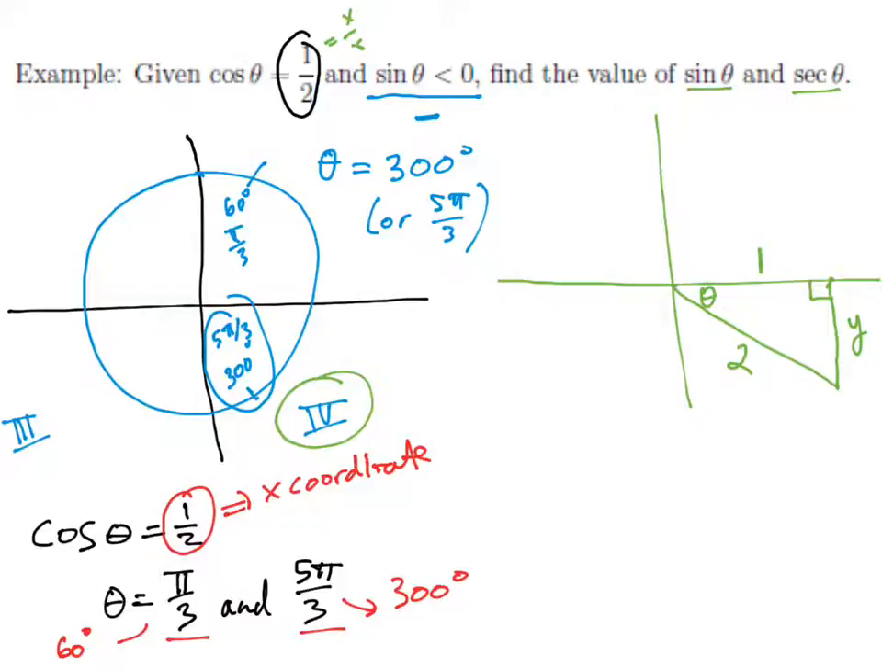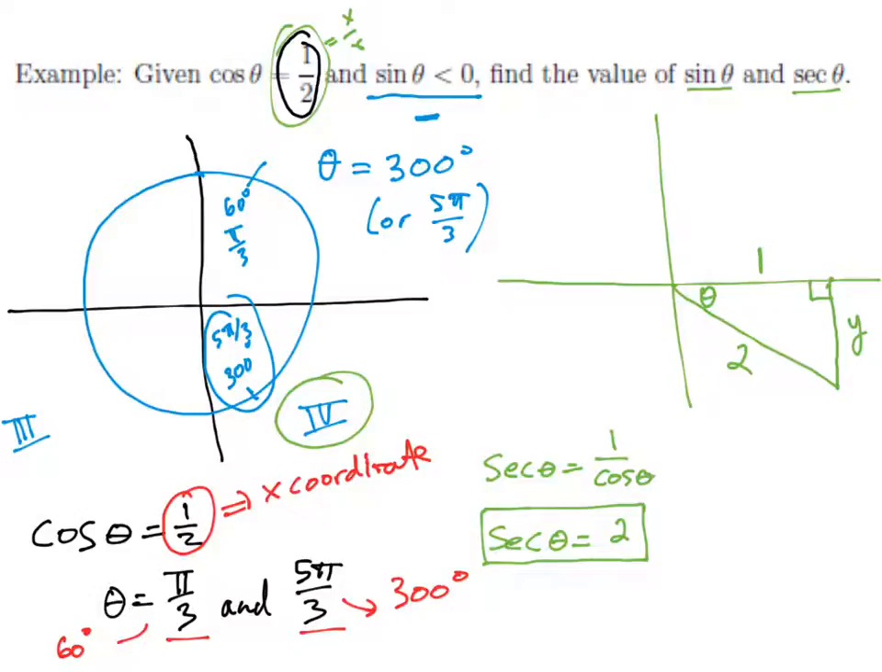Once I figure out this y value, I can determine what sine of theta is and what secant of theta is. Well, I don't actually even need the y value to determine what secant is, because secant is just equal to 1 over cosine theta. We already know what cosine theta is. It's 1/2. So secant theta is equal to the reciprocal of cosine. So that's just 2 over 1, or 2. So secant is equal to 2.